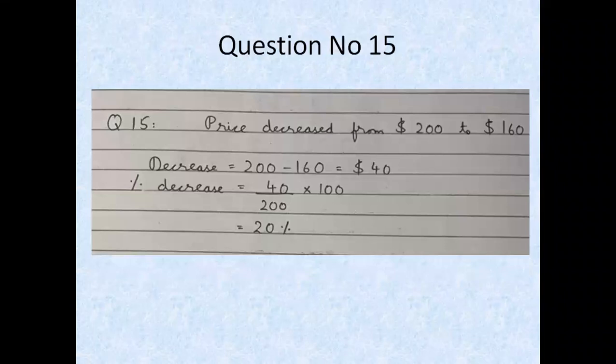So the price decreased from $200 to $160. The decrease is $40. The percentage decrease will be the decrease divided by the original value multiply 100. So you will have 40 divided by 200 multiply 100. That will be 20%.